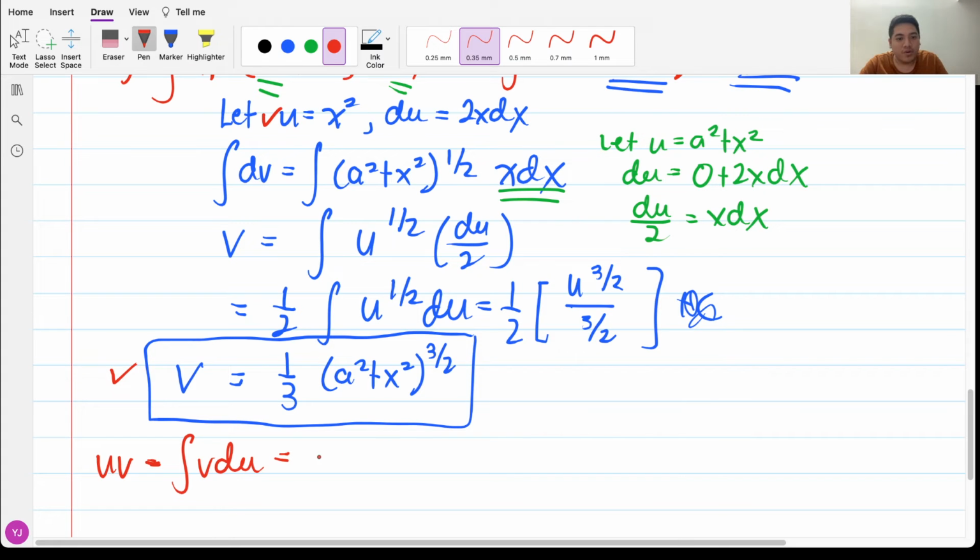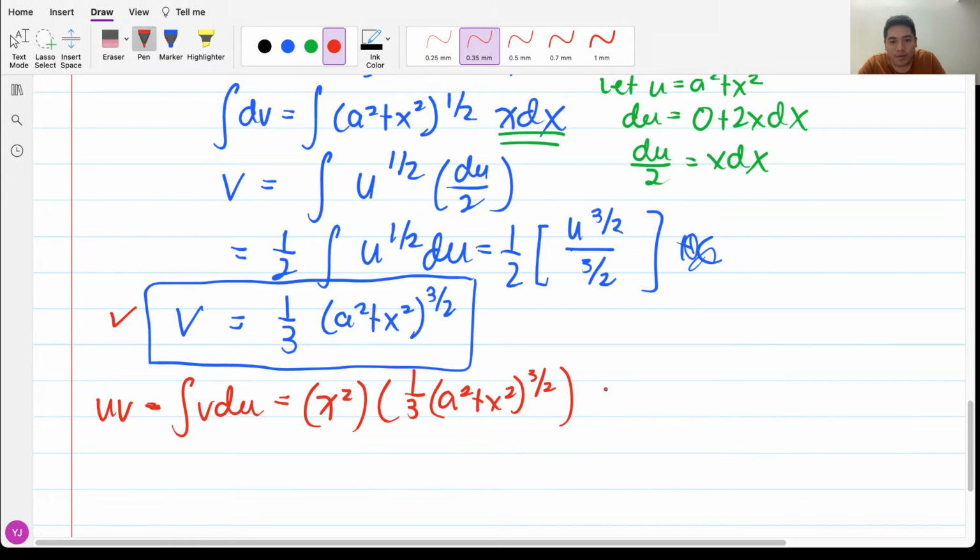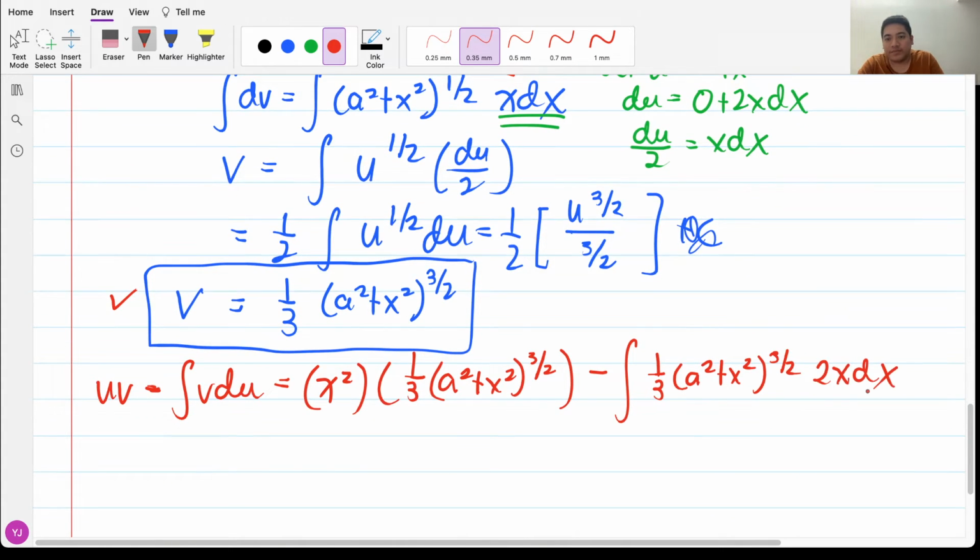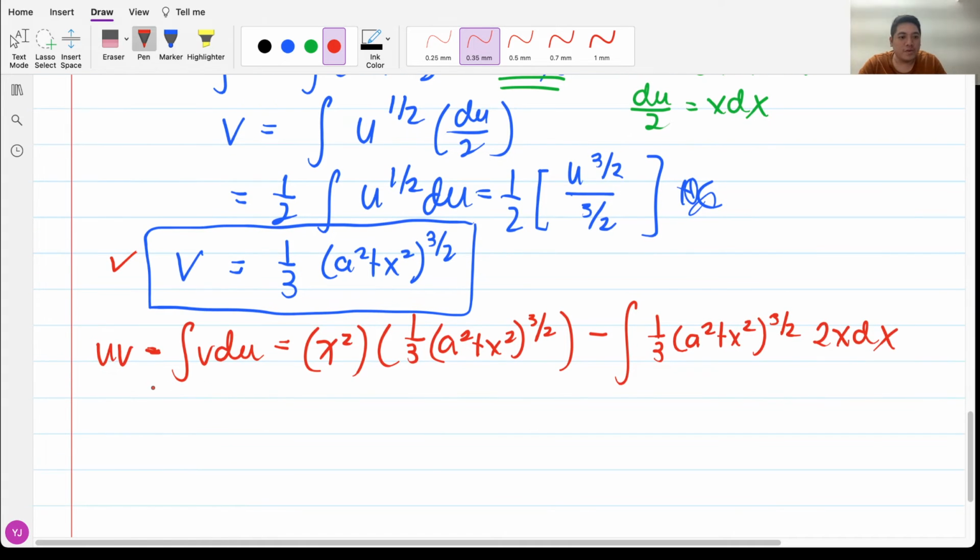So in this case, our u is x^2. Our v is 1/3 (a^2 + x^2)^(3/2). That's our v, minus the integral of v, which is 1/3 (a^2 + x^2)^(3/2). And our du is 2x dx. So I'll just simplify first. We have 1/3 x^2 (a^2 + x^2)^(3/2). I can factor out 1/3 outside of the integral sign.